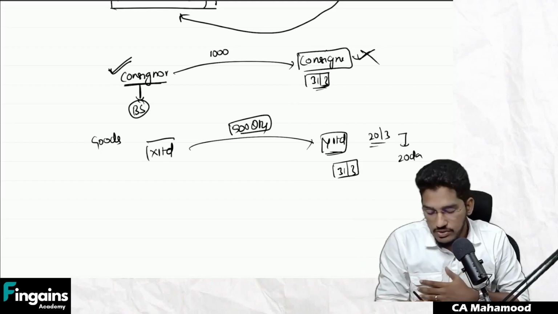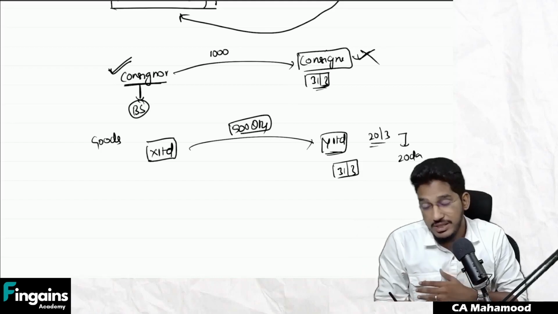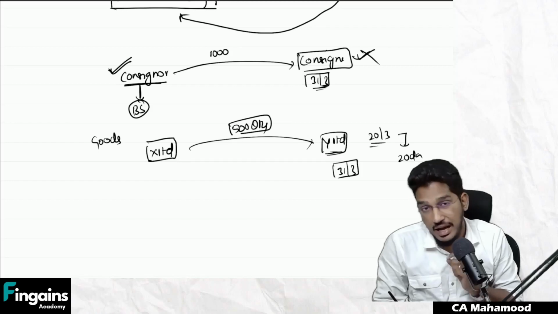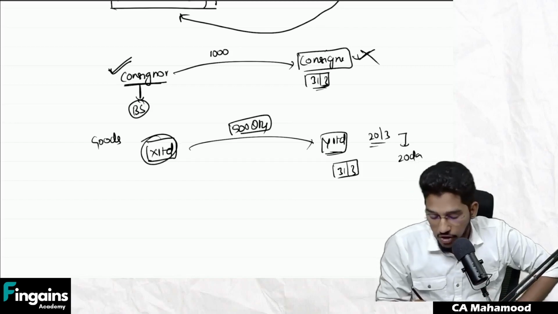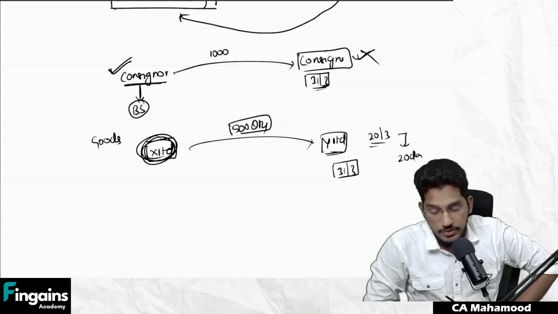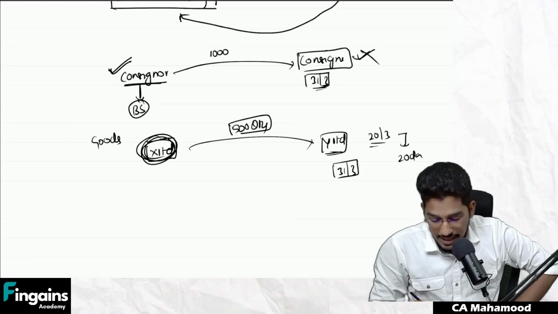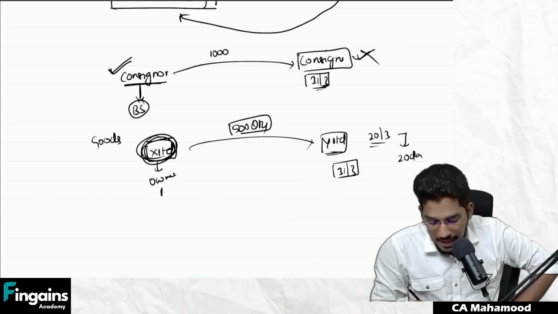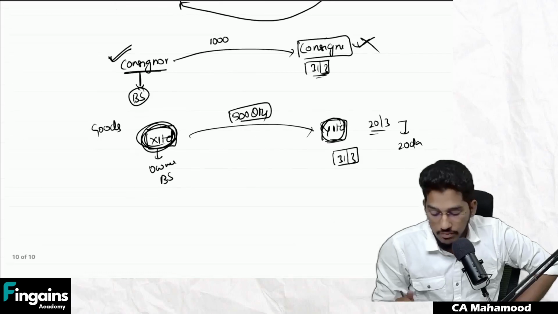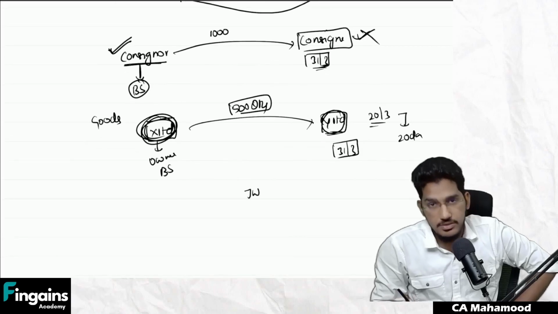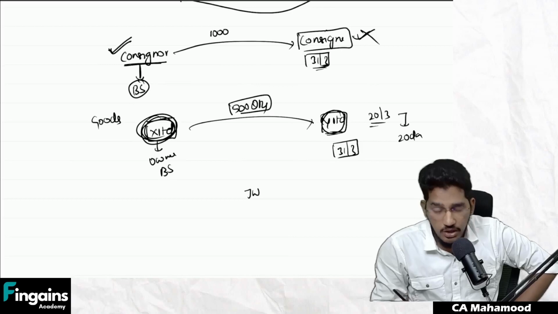Okay. So now this 500 quantity of stock, which is there in the custody of Y Limited as on 31st of March, it should form part of whose balance sheet? It will form part of X Limited balance sheet only. So X Limited is the owner of the stock. This stock will form part of X Limited balance sheet, but this stock is in the custody of Y Limited.